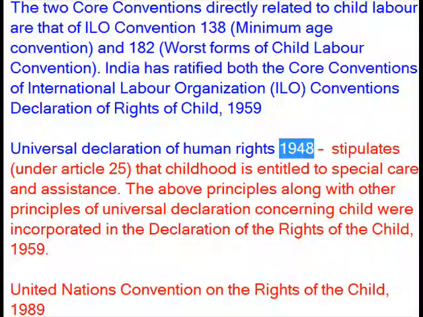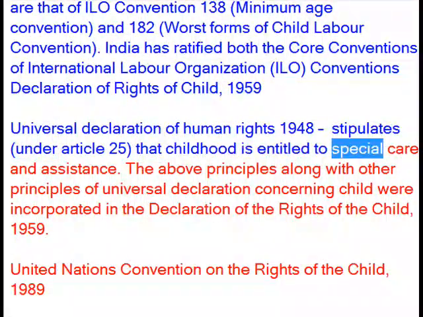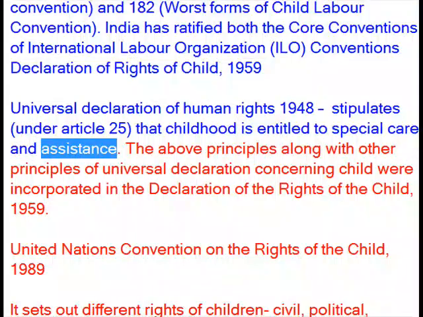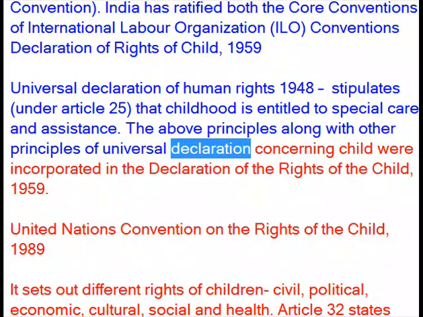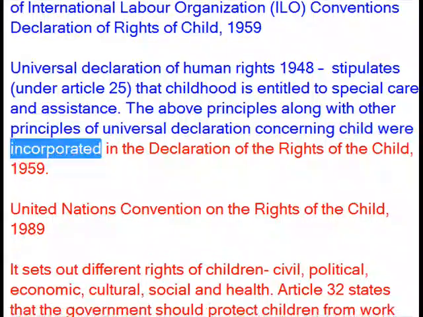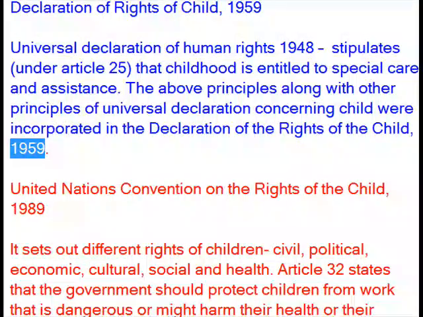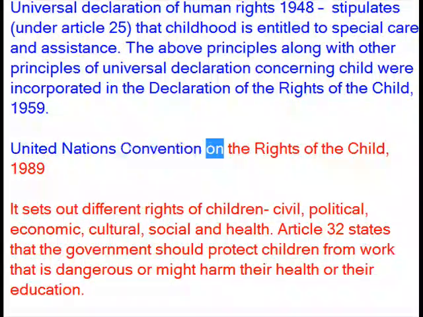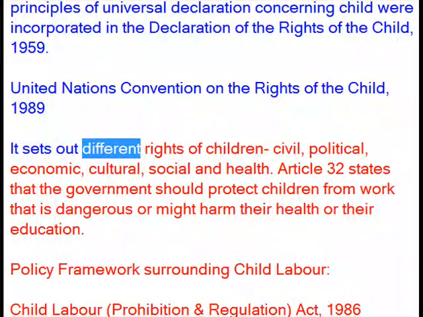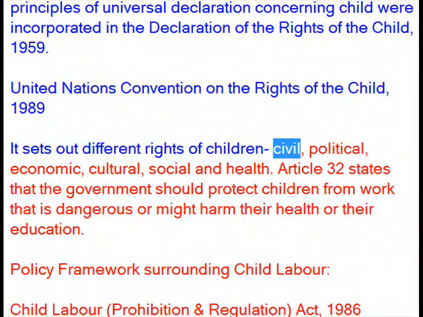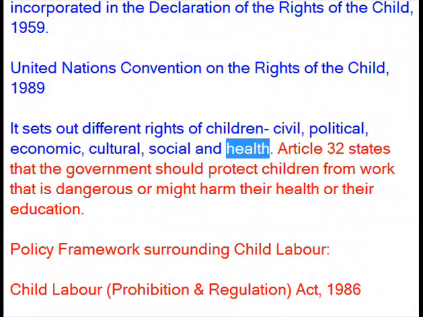The Universal Declaration of Human Rights, 1948, stipulates under Article 25 that childhood is entitled to special care and assistance. The above principles, along with other principles of the Universal Declaration concerning the child, were incorporated in the Declaration of the Rights of the Child, 1959, and the United Nations Convention on the Rights of the Child, 1989. It sets out different rights of children: civil, political, economic, cultural, social, and health.